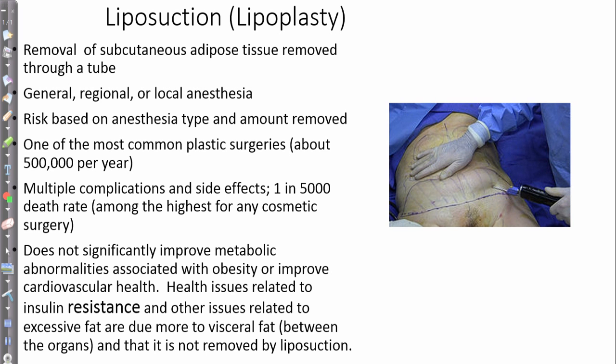The fat that we associate more with cardiovascular issues long term is going to be visceral fat. That is fat between the organs, not this subcutaneous fat that you're removing in this procedure. Long way of saying this is purely cosmetic, but not necessarily going to be a health benefit in terms of current research.